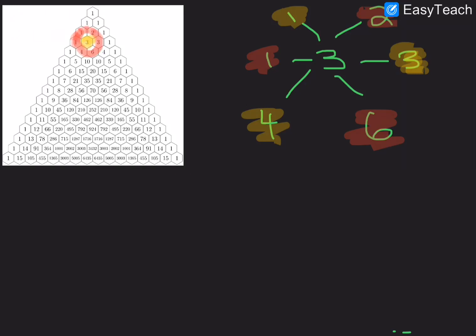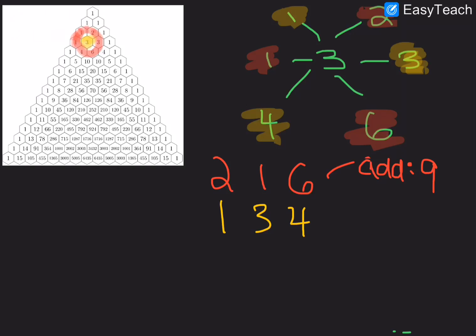So let's look at the numbers. This is group 1, and this is group 2. What do we see that is in common in these numbers? Well, if we simply add these numbers, we get 9. And if we add these numbers, we get 8. So it doesn't seem like there's anything special there.